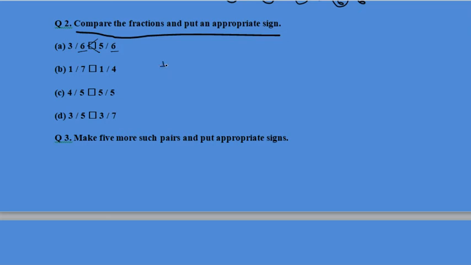Next fraction is given 1 by 7 and 1 by 4. See, denominators are different. How you will do this question? If denominators are different, you will cross multiply it. Here 1 is the numerator, here also 1 is the numerator, but denominator here is 7 and here 4. So how will you cross multiply? 1 into 4, and on the left hand side you will write 1 into 4 only, right? 1 into 4, then 1 into 7. So 1 into 4 is 4 and 1 into 7 is 7.